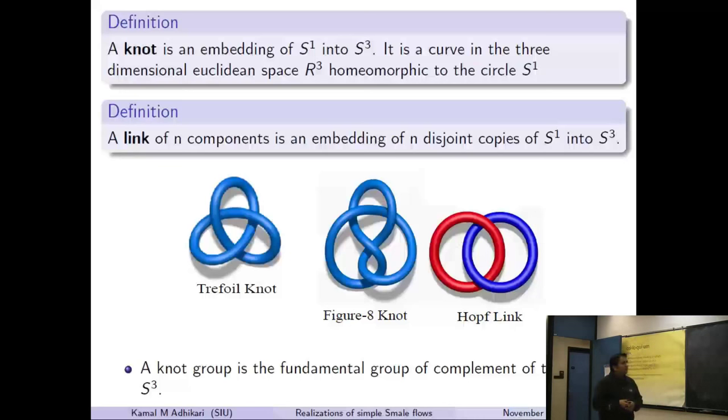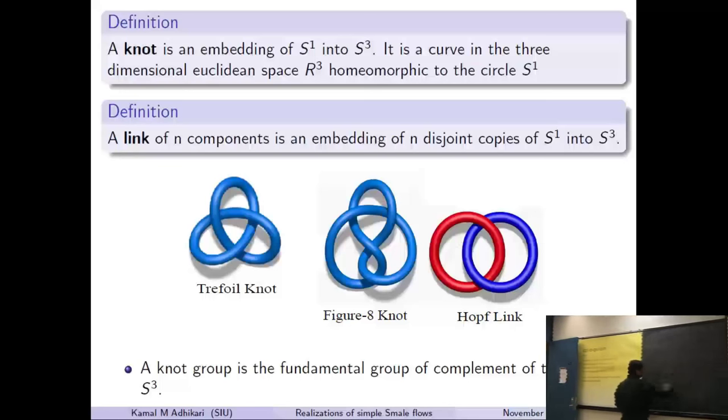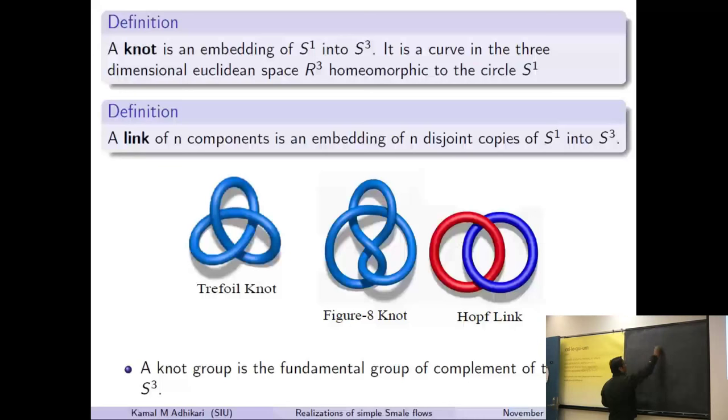Now, what is the fundamental group of a space? Let X be any topological space. We have a base point x0. Suppose there is a loop f based at x0. There may be another loop g based at the same point. Then we define f plus g as another loop which starts and comes back to the same place, like a composition of these two loops.